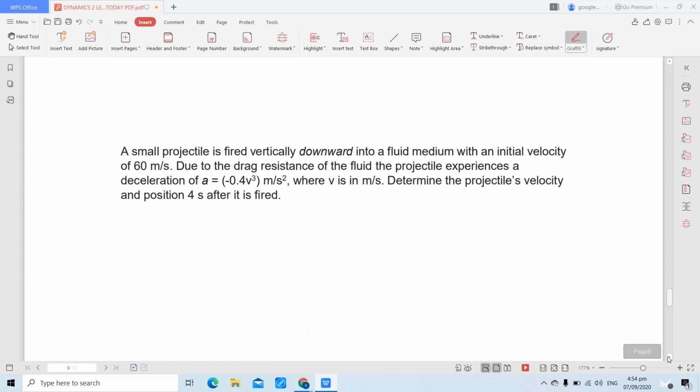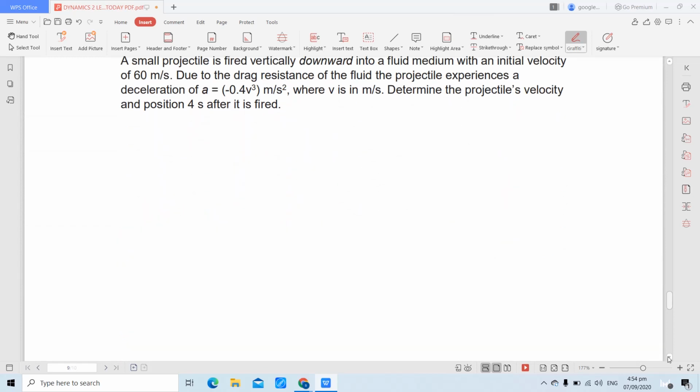Let's take another example. We have here a projectile is fired vertically downward into a fluid medium with an initial velocity of 60 meters per second. Due to drag resistance of the fluid, the projectile experiences a deceleration of A equivalent to negative 0.4 v cubed, which is in meter per second square, and velocity is in meter per seconds. Determine now the projectile's velocity and position 4 seconds after it is fired.